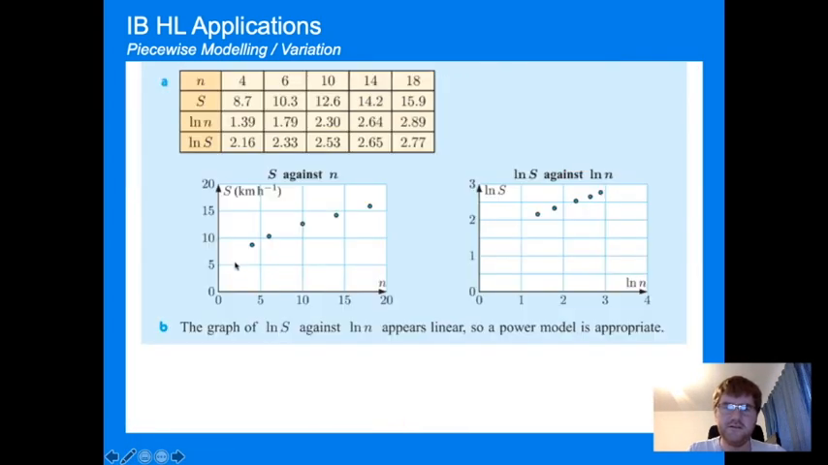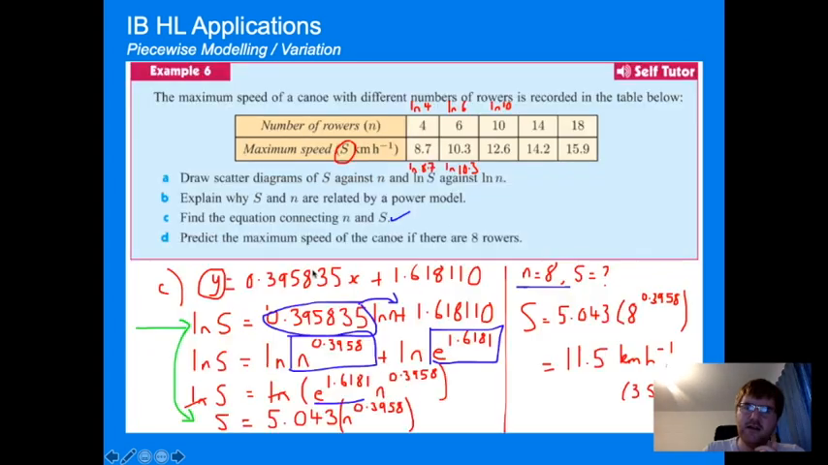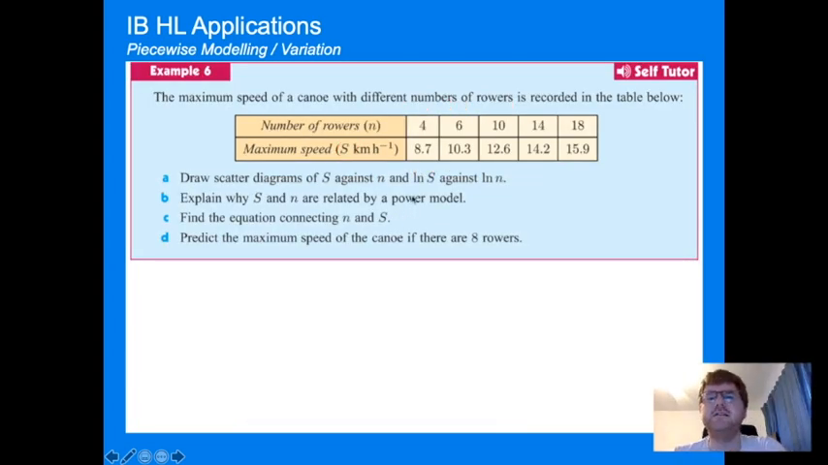If you do this, you will get this graph here. So you'll see there is a slight curved element to it. Okay. What we're going to concentrate on is working out these values here to show that if we find the natural log of S and natural log of N, that it forms a linear graph. So keep these values in mind.